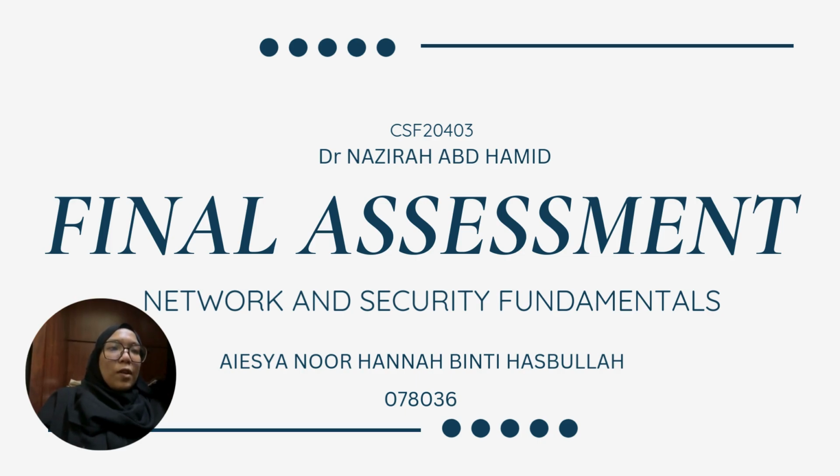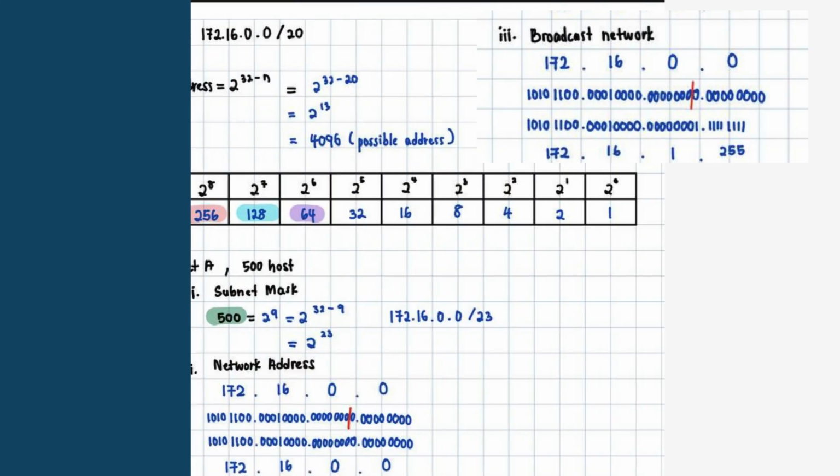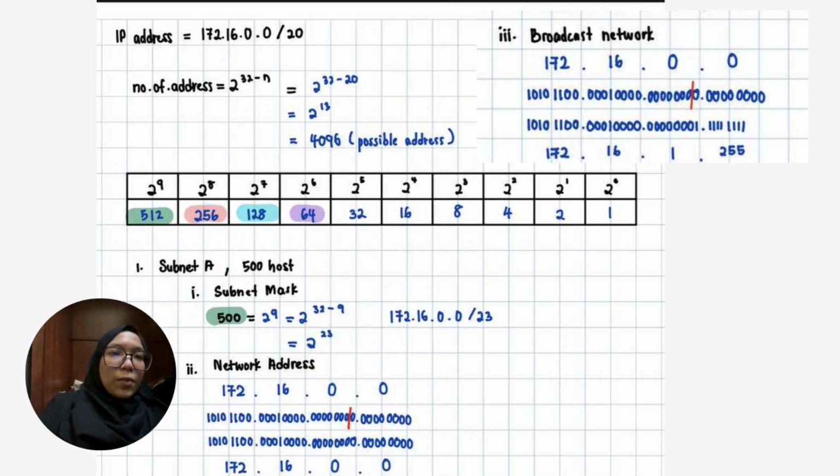In this video, I will present my final assessment for the subject Network and Security Fundamentals, the topic being subnetting calculation. From the question, we have been given the IP address 172.16.0.0 and a subnet mask of /20. From this, we can find the number of possible addresses by using the equation 2 to the power of 32 minus n.